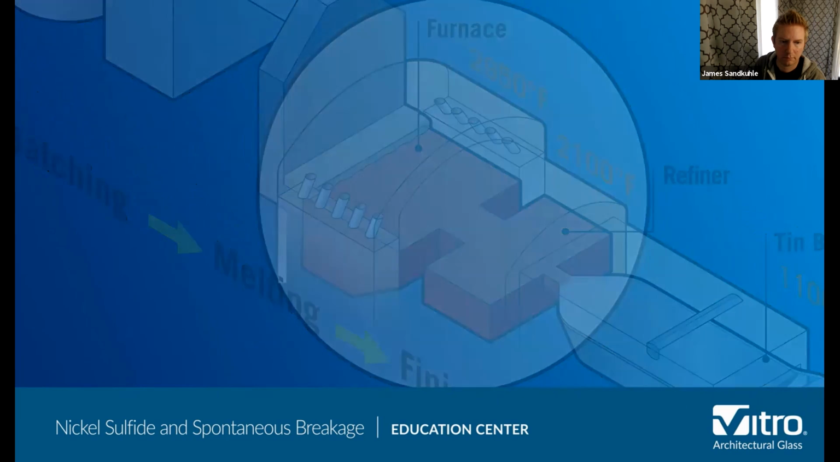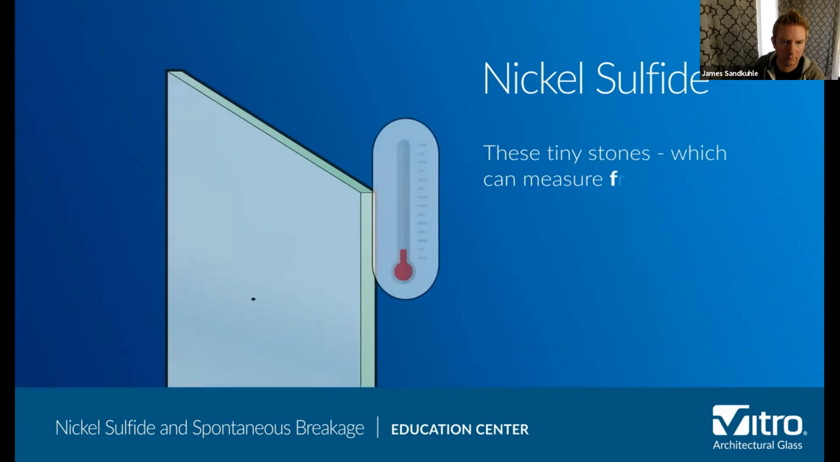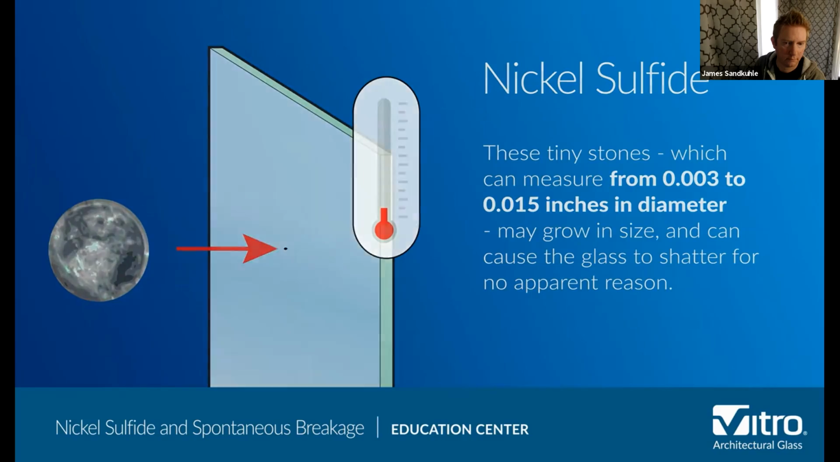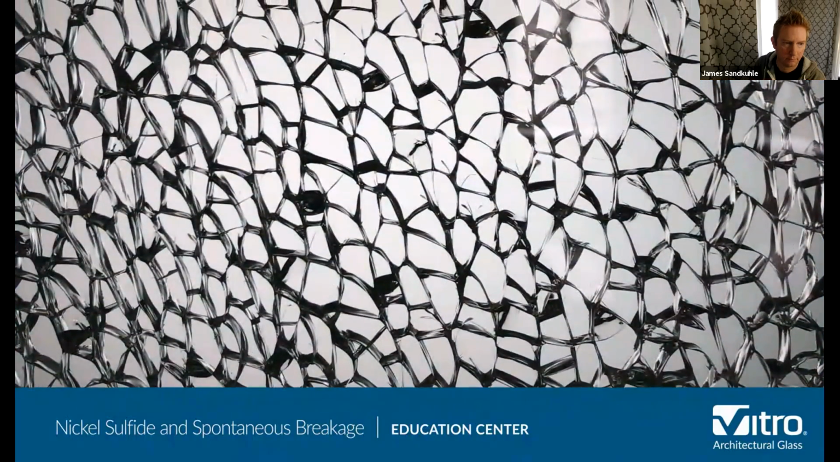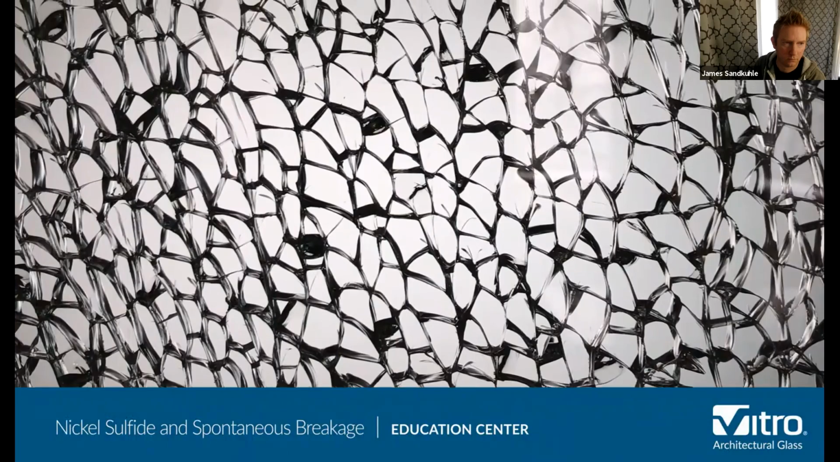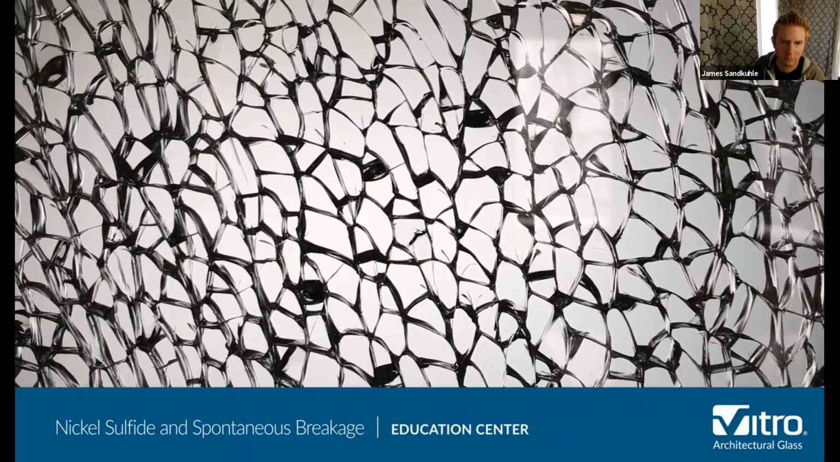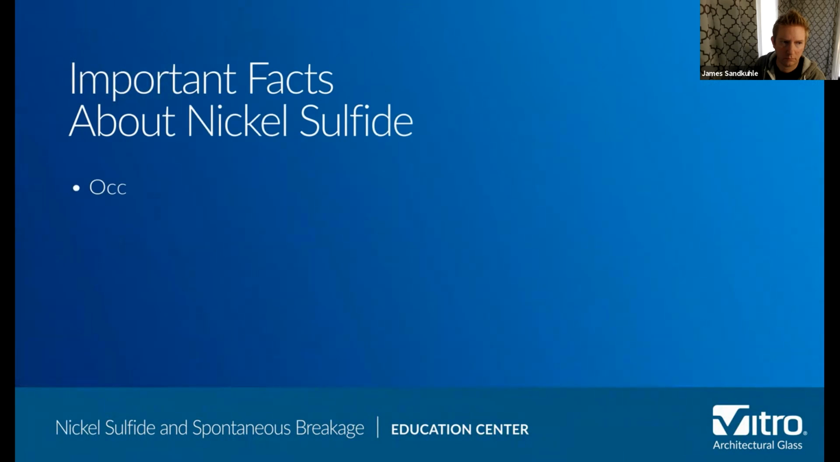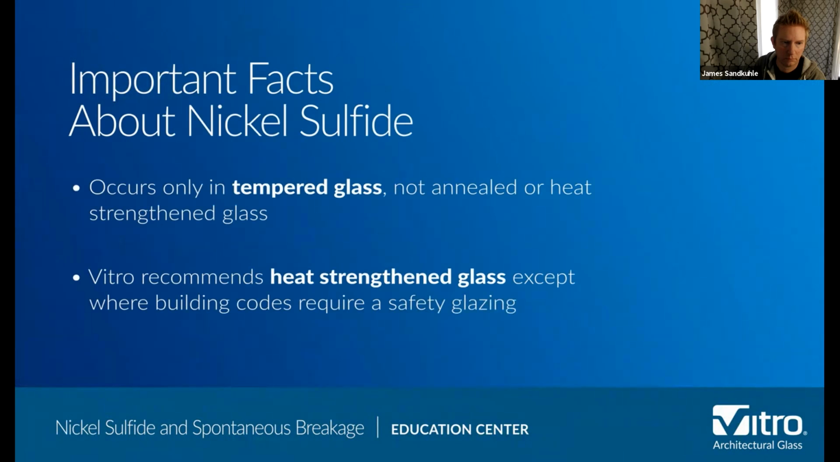When that piece of tempered glass is exposed later to varying temperatures in its final installed position, this tiny stone, which can measure from 3 thousandths to 15 thousandths of an inch in diameter, may grow in size and cause the glass to shatter for no apparent reason. Again, while a nickel sulfide stone is one potential reason for spontaneous glass breakage, there is almost always a more common explanation. There are several facts to keep in mind about nickel sulfide and its role in glass breakage.